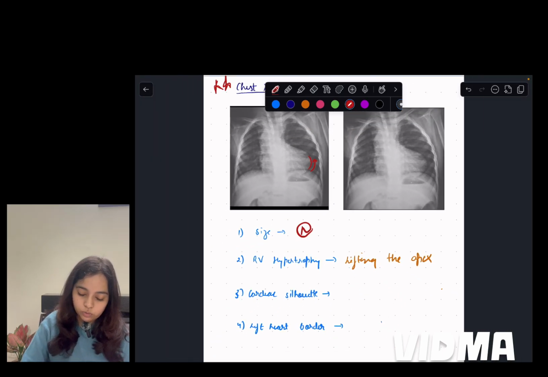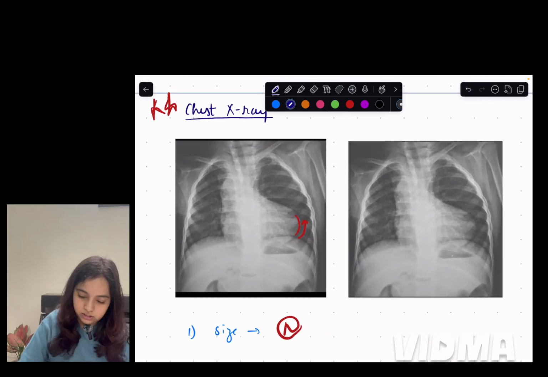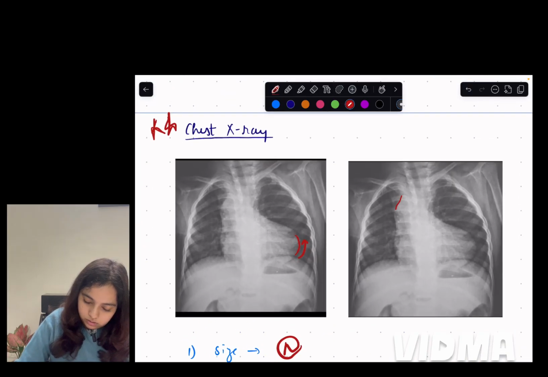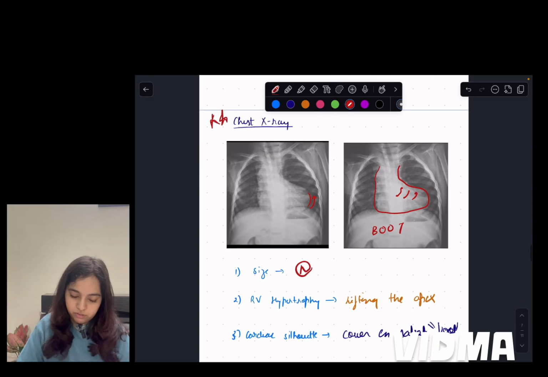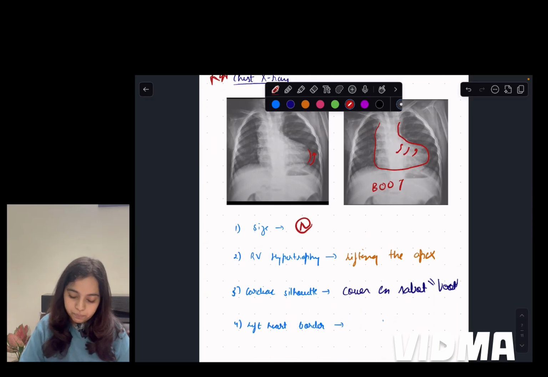Now, what about the cardiac silhouette? There's a French term. We call it cour en sabot, which means boot-shaped heart. Now, see this. Can you see the boot right now? This is the boot-shaped heart, which you can see in TOF patients, which is due to right ventricular hypertrophy.